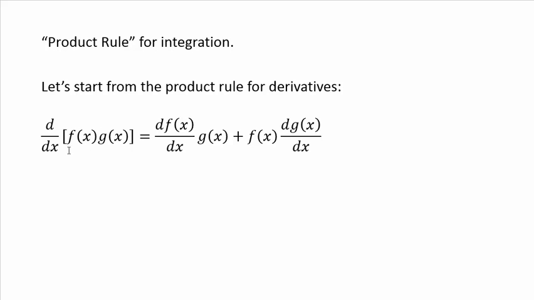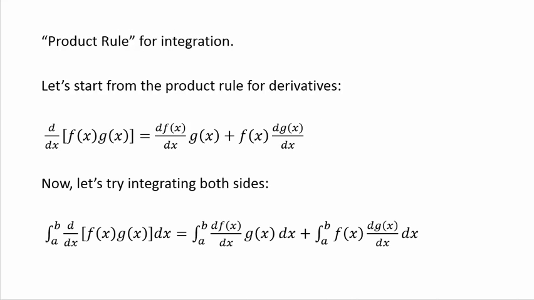the derivative of f of x times g of x is the derivative of f of x times g of x plus f of x times the derivative of g of x. Now, since we're doing integration, why don't we try to integrate both sides? So we'll take the definite integral from a to b of both sides, and obviously since integration is a linear operator, we can split this up into two integrals right here.